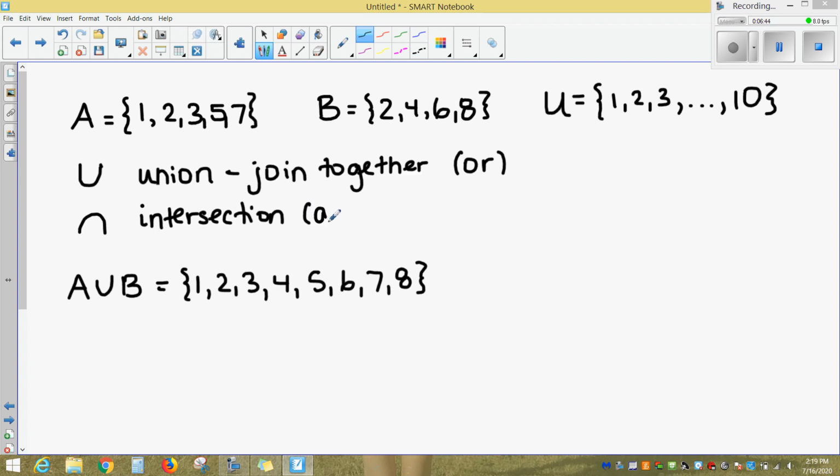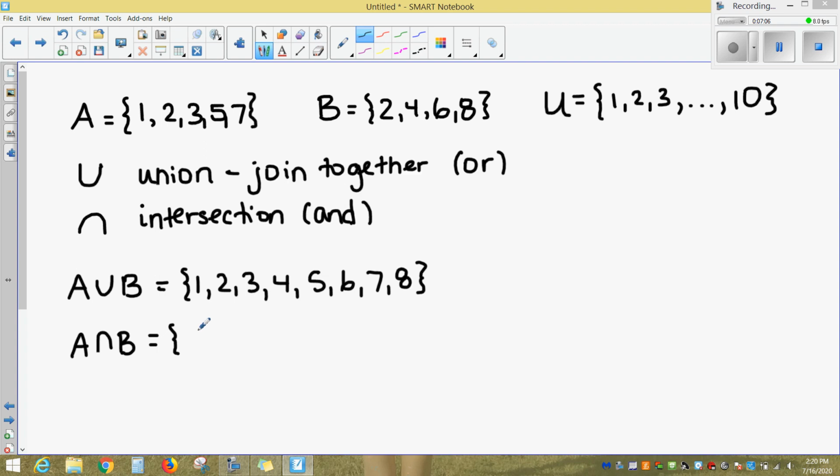Intersection goes along with the word "and." If you think about two things that intersect, two lines, two streets, that's where they come in contact with each other, where they overlap, what they have in common. So if we want to find A intersect B, then we're going to write down all of the elements that are in both A and B at the same time.